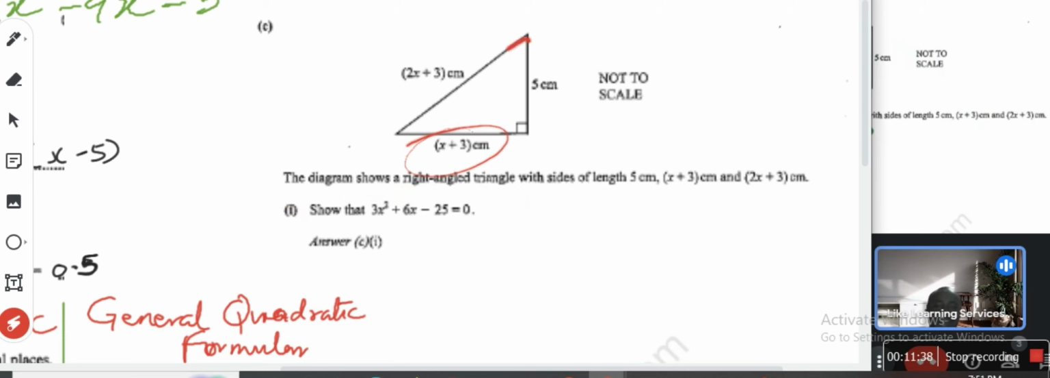Now this is a right angle triangle. Now right angle triangle, is that enough hints? What did you say? It's a right angle triangle. Is that enough hint? Pythagoras theorem. Interesting. So Pythagoras theorem. Apply Pythagoras theorem because it's a right angle triangle.